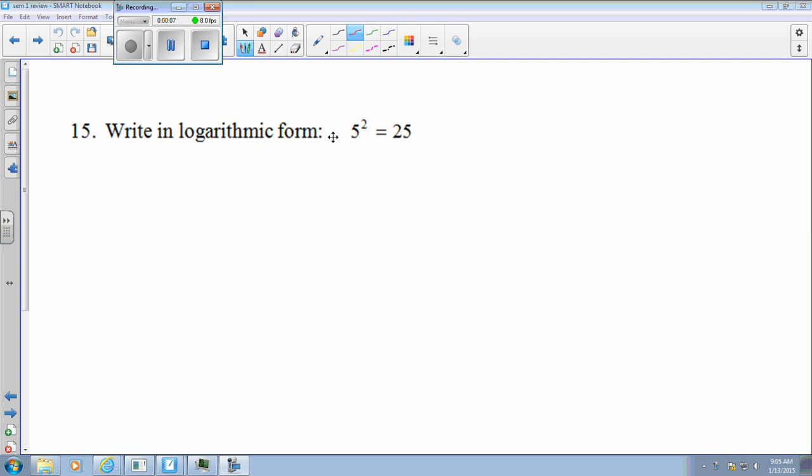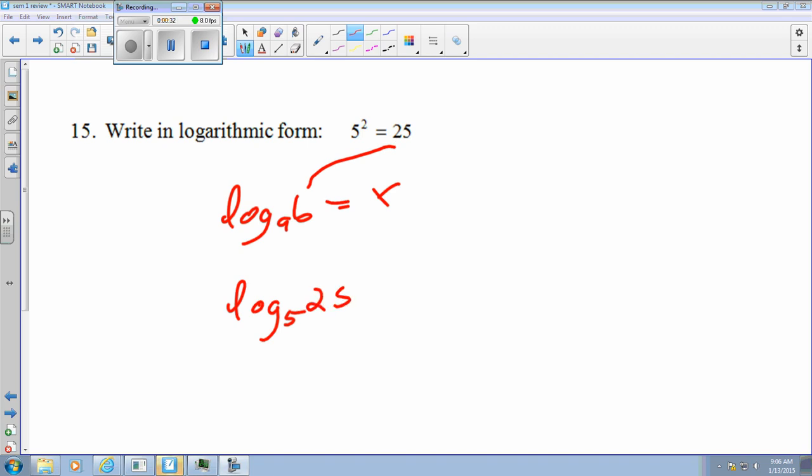If we're going to write this in log form, that means we're going to have log base A of B equals some number, right? So that's the form that is logarithmic form. We know that the base number on the log has to be the base number on the exponent. So I'm going to say log base 5, the B comes from over here, of 25 is 2.